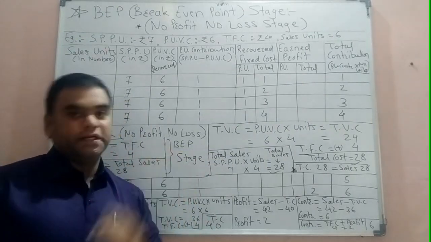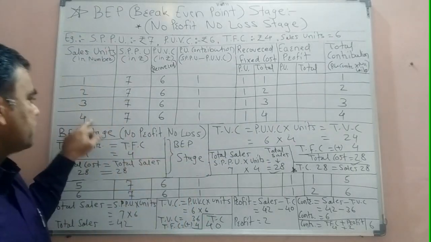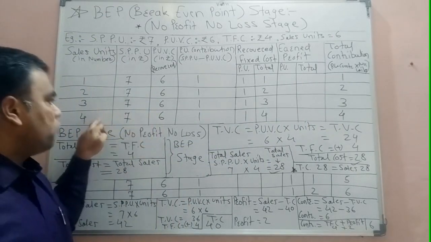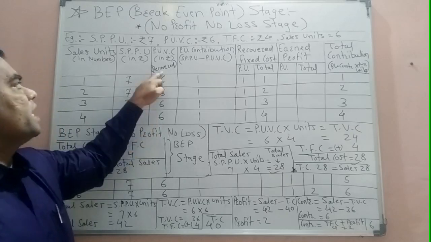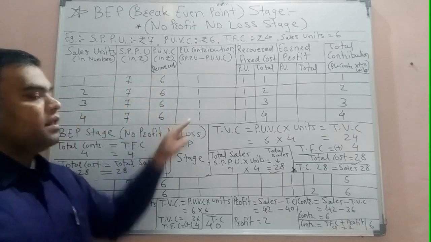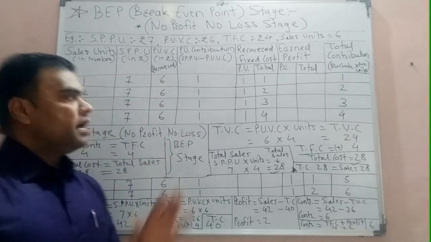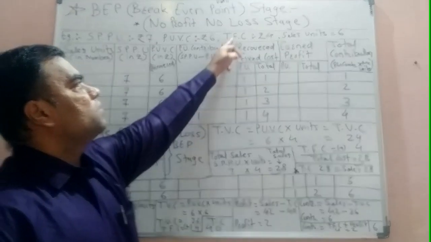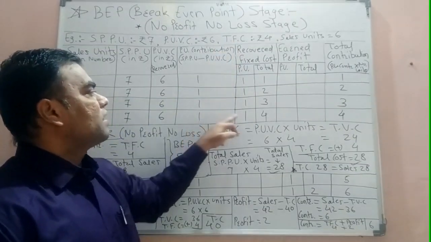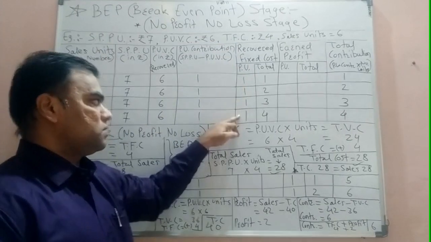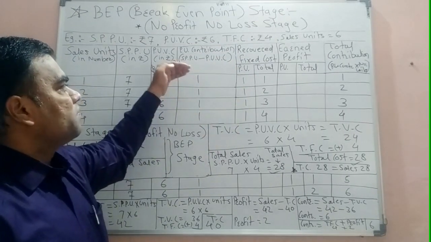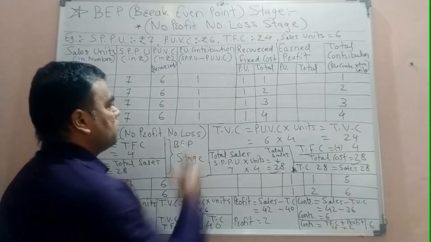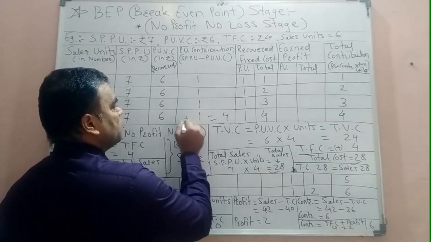When we sell 4 units, then what happens? The 4th unit we sold at rupees 7, and the per unit variable cost of rupees 6 gets immediately recovered, and 1 rupee remains, and that 1 rupee will get utilized to recover total fixed cost. That 1 rupee will recover 1 rupee of fixed cost. Means the per unit contribution of the first unit, second unit, third unit, fourth unit, total contribution now becomes 4.